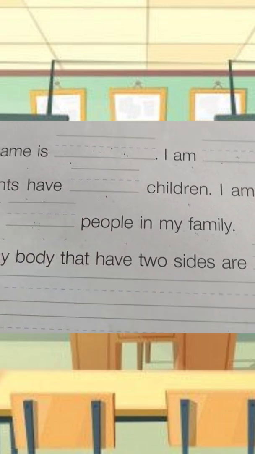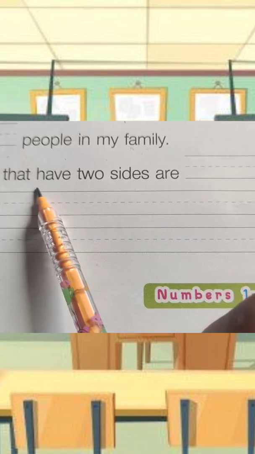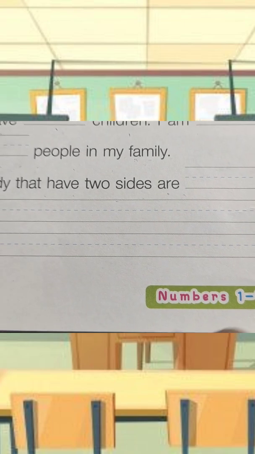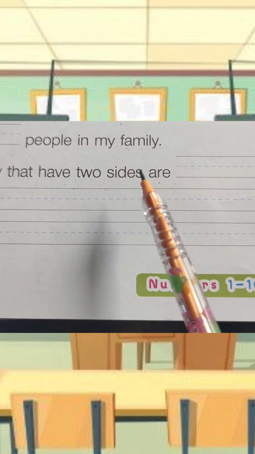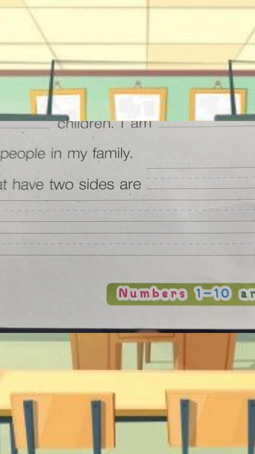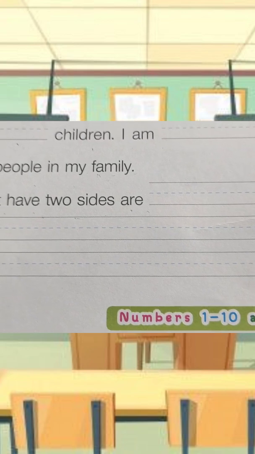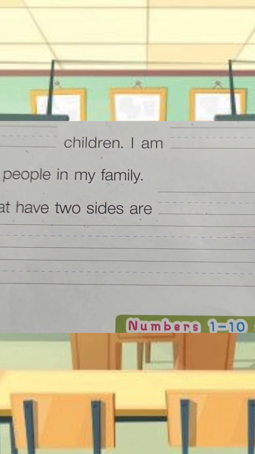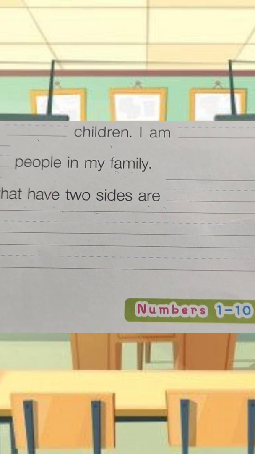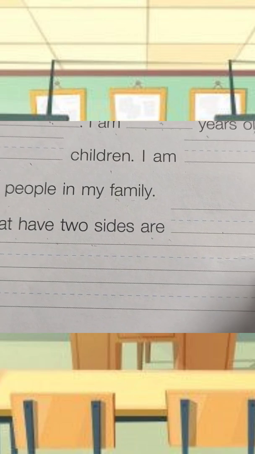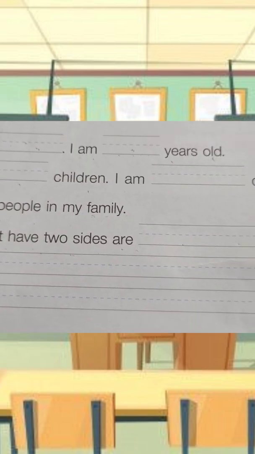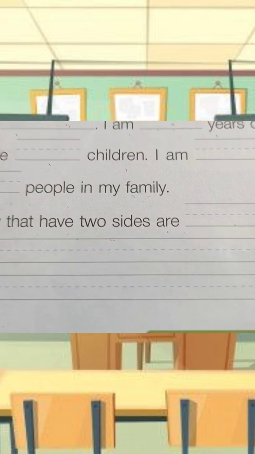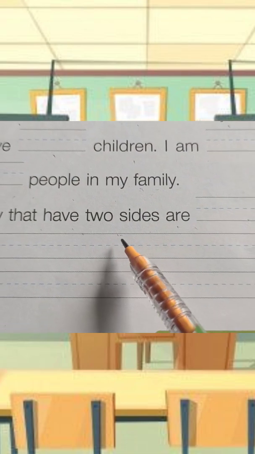You write it here. Part of my body that have 2 sides are. Which part of your body have 2 sides? For example, your eyes. You have 2 eyes, right? So you have to write eyes. You have 2 hands. So you write hands. You have 2 ears. So you write ear. Okay?